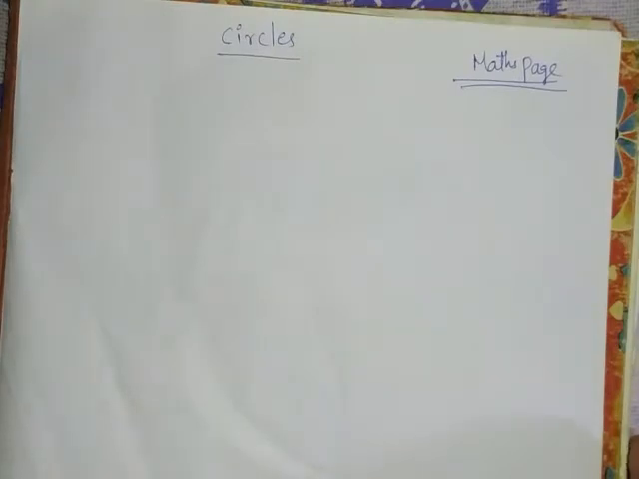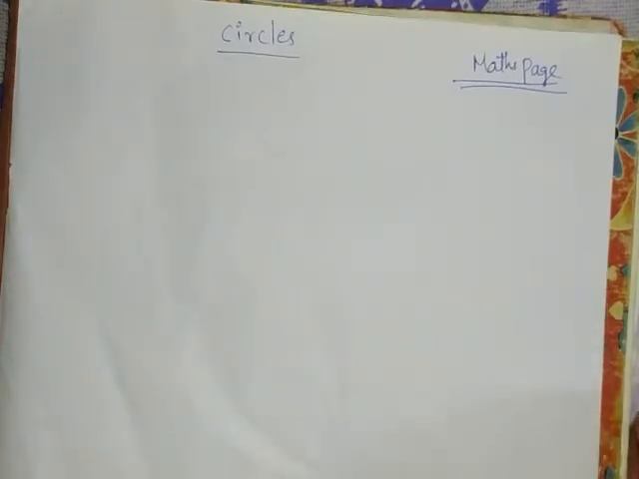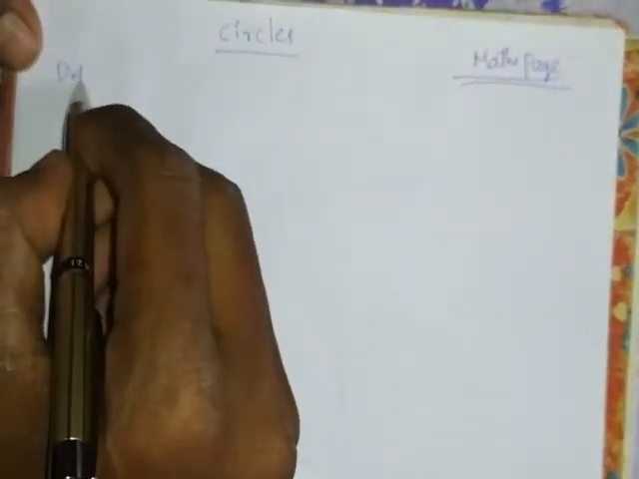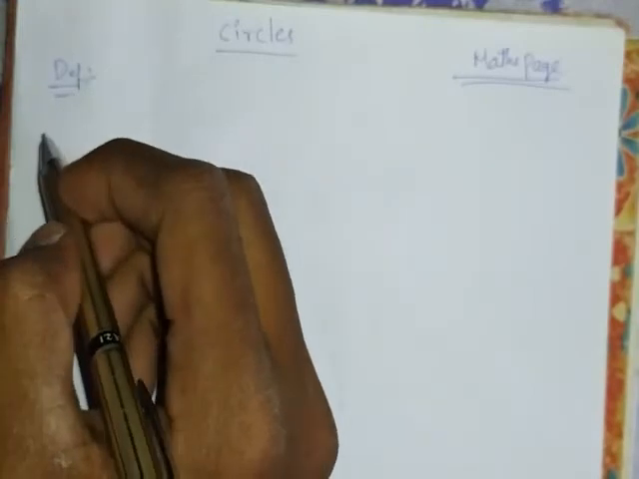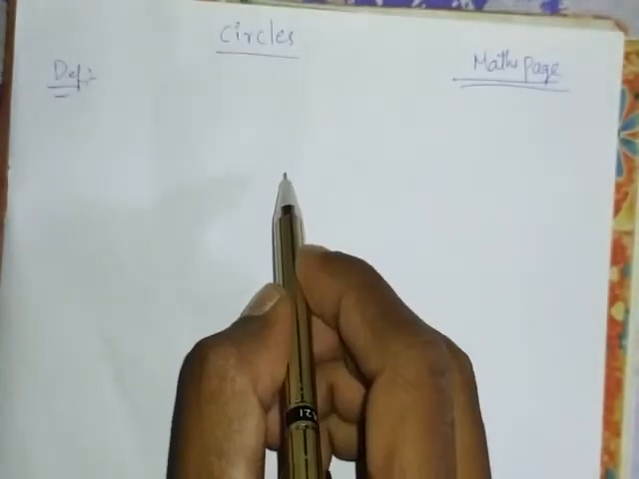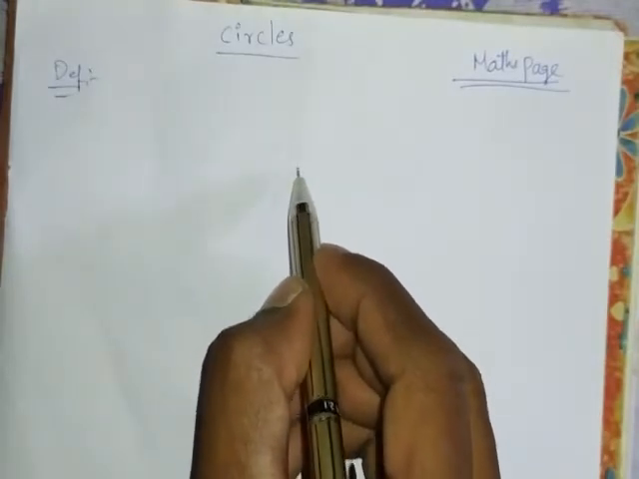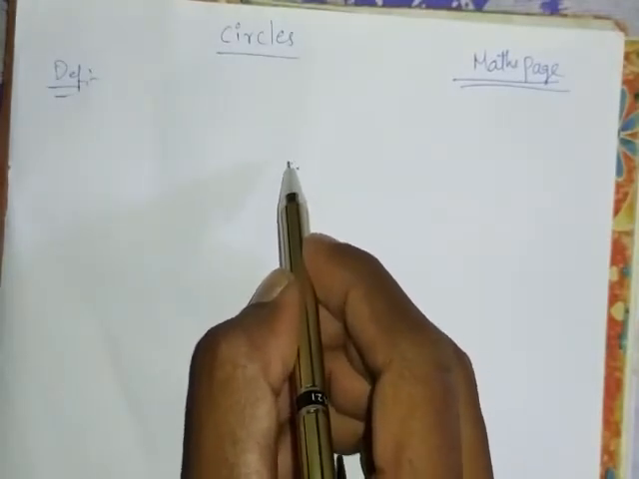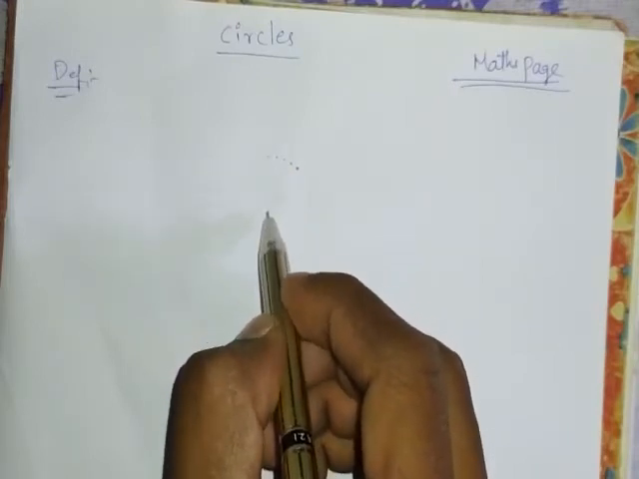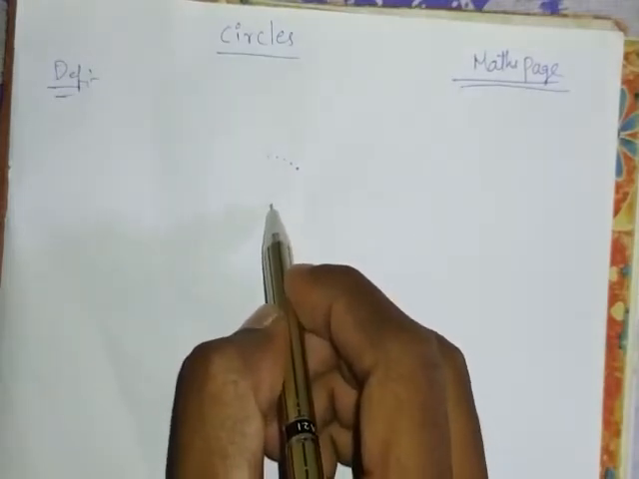In this session, let us discuss the basic concepts of circles. Let us see what the definition of a circle is. Any circle can be defined as a locus of points. A locus means something like a curve. If we consider some points in such a way that all these points are at equal distance from a single central point.